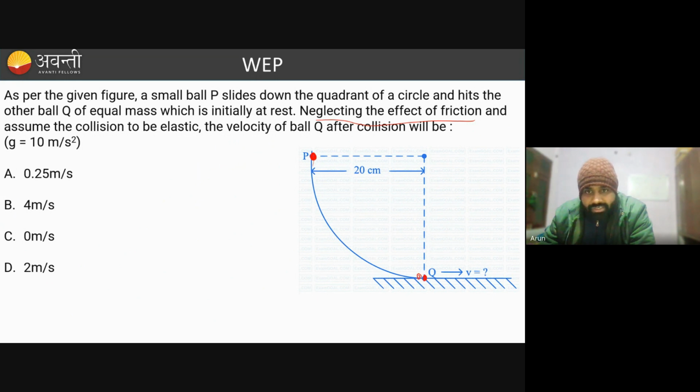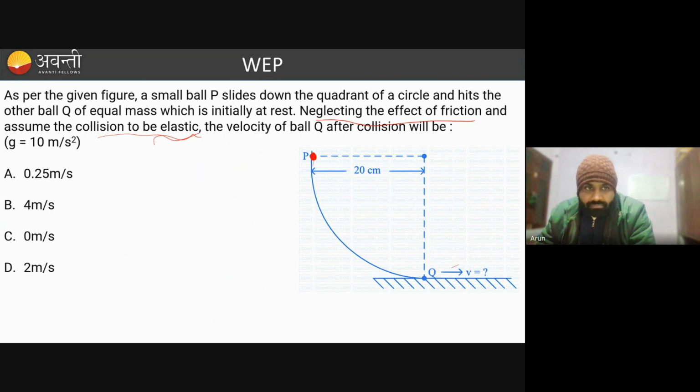When it strikes this ball, there will be a change in energy during the collision. But after the collision and before the collision, we can say the energy is conserved because this collision is elastic. So for elastic collision, momentum is conserved and energy is also conserved. Firstly we will calculate how much kinetic energy ball P has acquired. With the help of that kinetic energy, we can calculate its velocity, and we can apply momentum conservation to calculate the velocity of ball Q also.